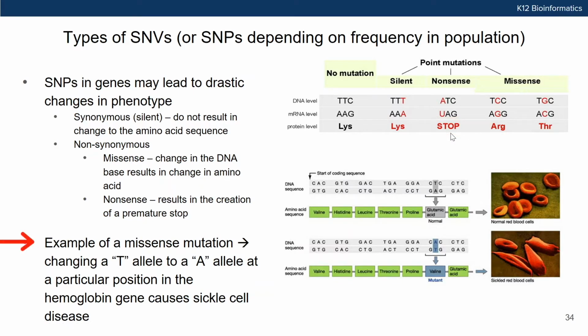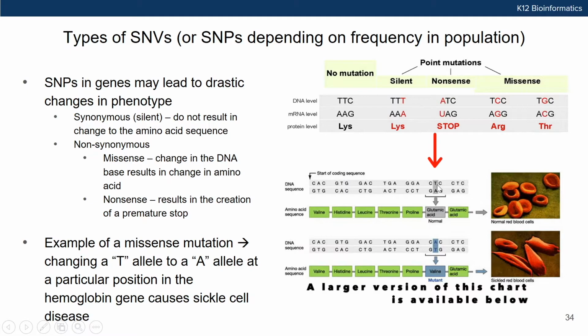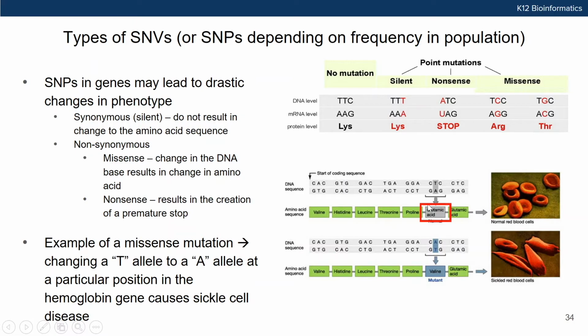Now, a good example of a missense mutation is in sickle cell anemia, where changing this T allele to an A allele at a particular position in the hemoglobin gene is actually the cause of sickle cell disease. And you can see that it changes this glutamic acid residue to a valine residue, causing the mutant phenotype of sickling in the red blood cells.